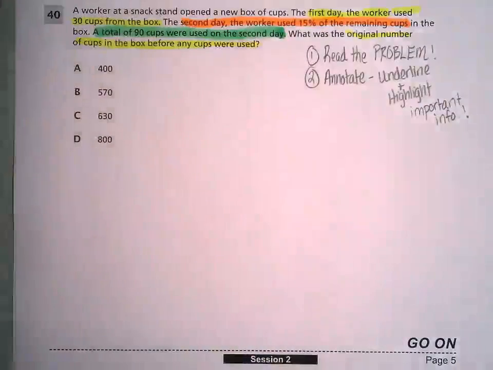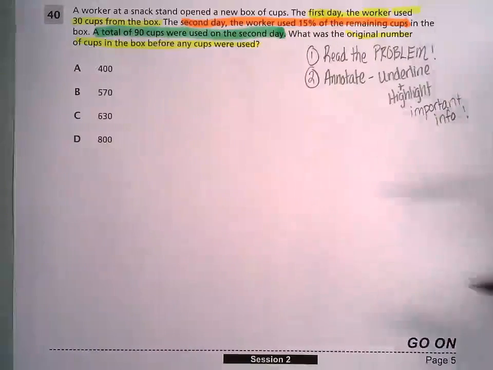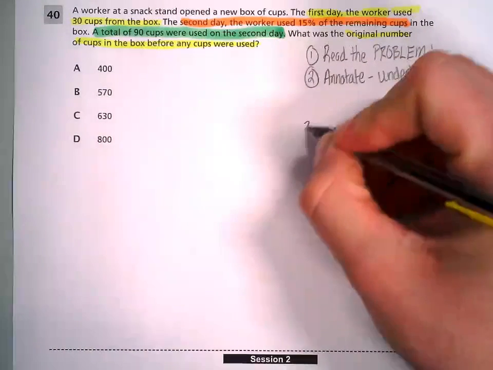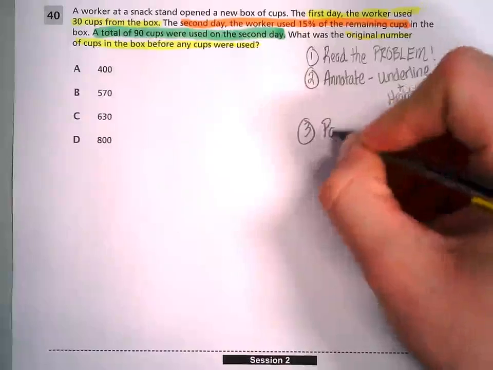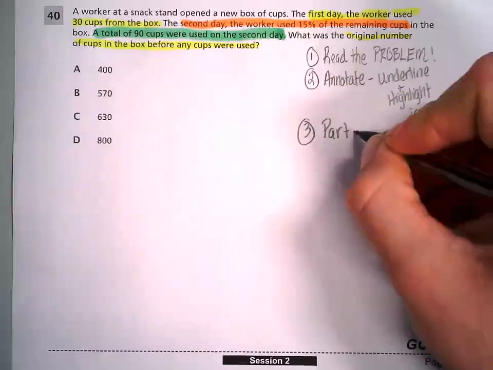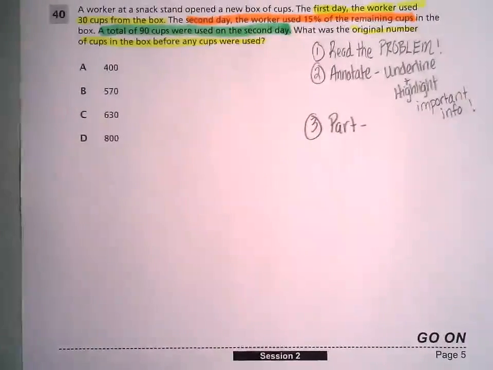So we did step 1 and step 2. We read the problem, and we annotated it, underlining and highlighting the important information. Now step 3 is we need to know what the part is. What's the part of this problem? You have to be careful with this. The part of this problem is going to be the cups that were used.